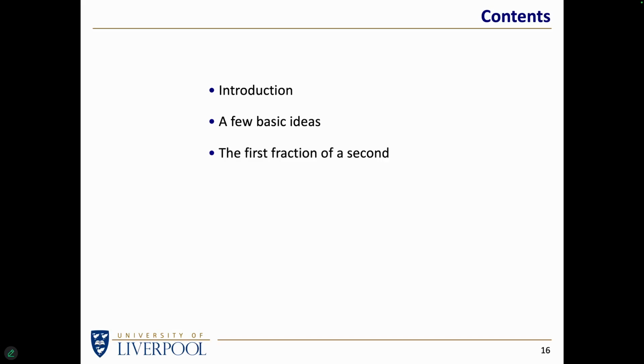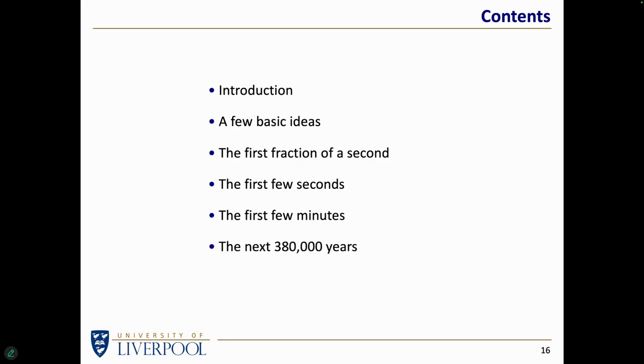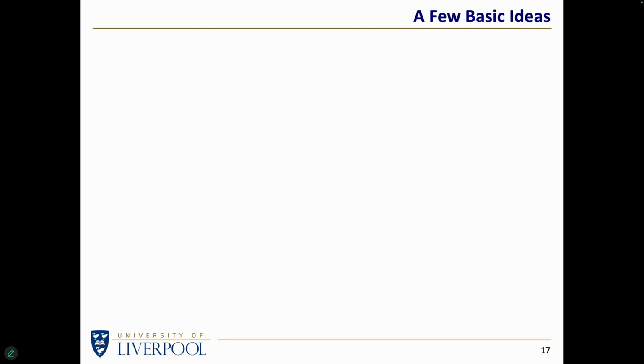And then I'll be describing what happened in the first fraction of a second, what happened in the first few seconds, what happened in the first few minutes, and then changing gear slightly and going fast forward and asking what happened 380,000 years later. Again, there's a good reason for that particular number. And then change gear again and say, right, how do we end up with the universe that we see today, 13.8 billion years later? So we're going to start with a few basic ideas.